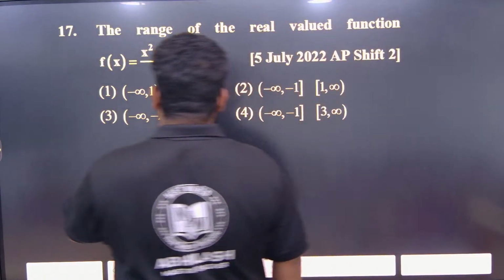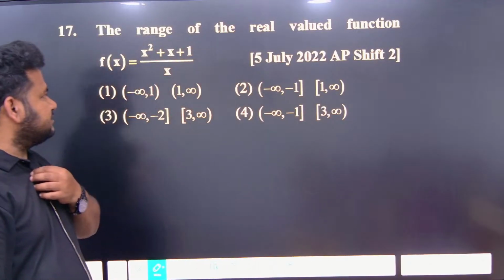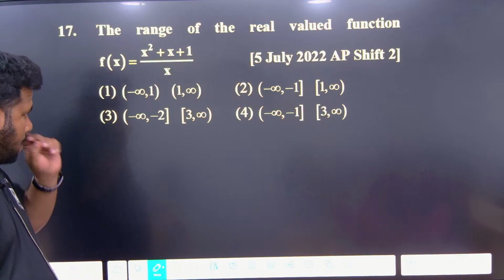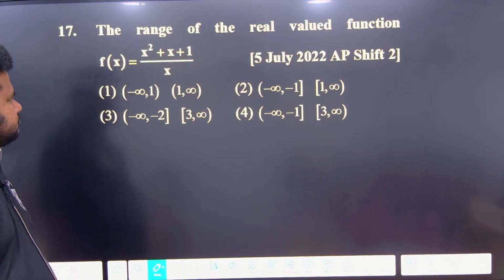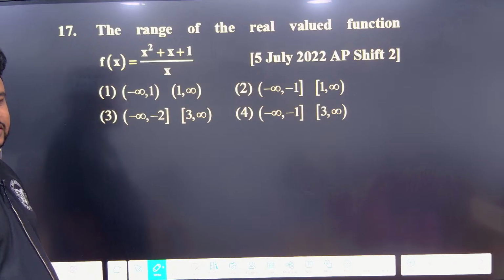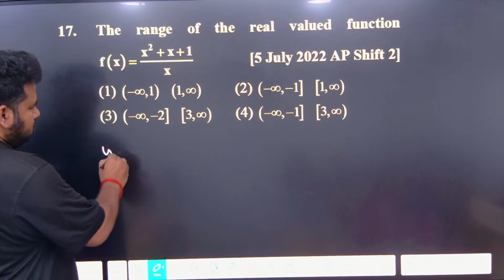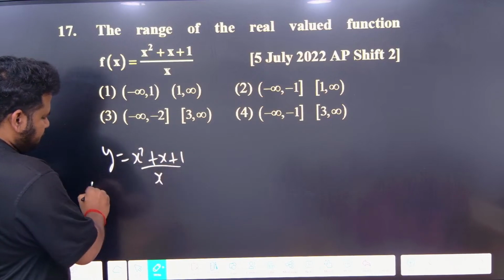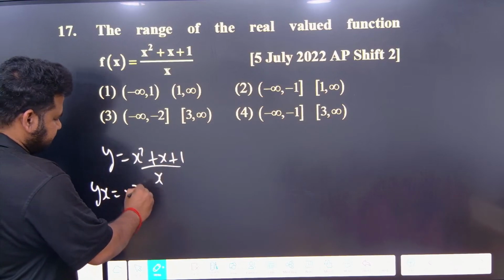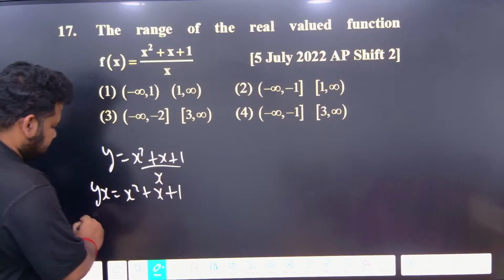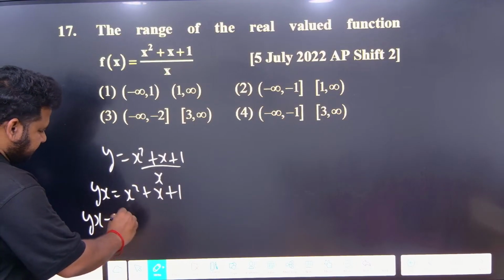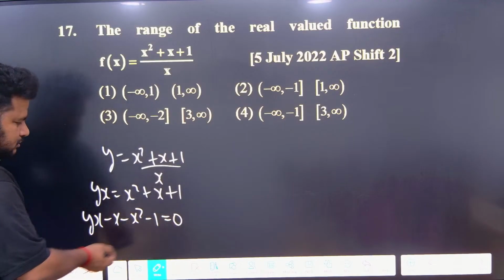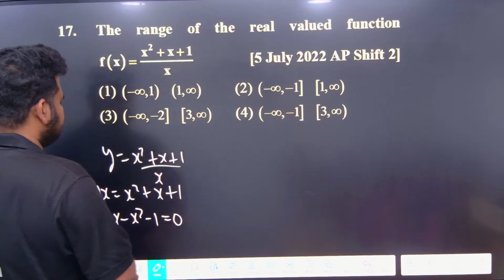The range of the real valued function f of x is equal to x square plus x plus 1 by x. So what will you do here? You will take y is equal to x square plus x plus 1 by x. So yx is equal to x square plus x plus 1. Okay. So yx minus x square minus 1 is equal to 0. Correct na?